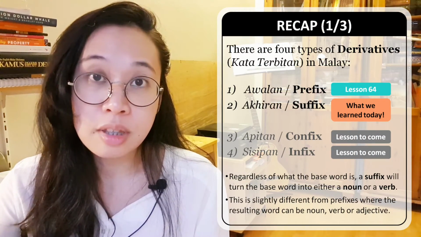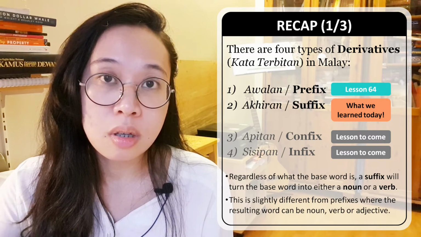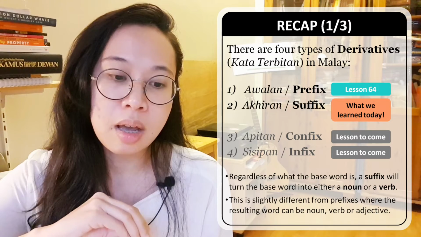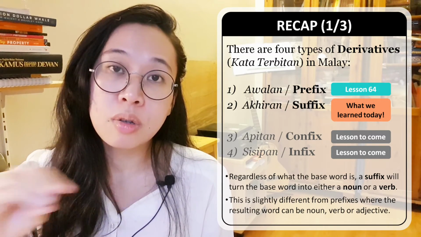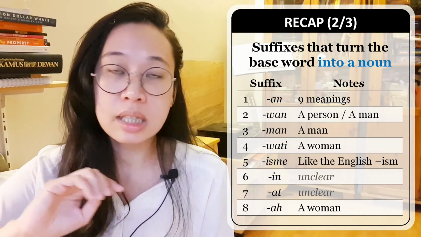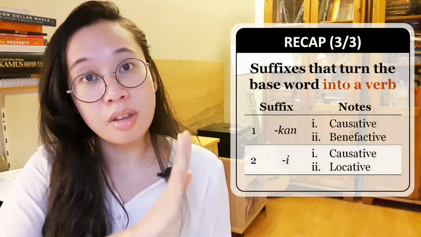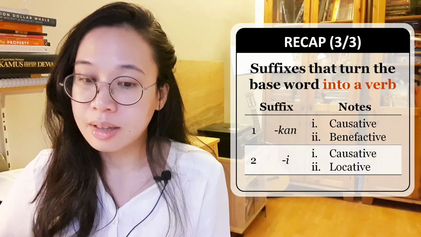So that's it. This is the longest video I've ever recorded. I hope that was useful. I'll just do a quick recap. For today's lesson, suffix, it is part 2 of the derivatives lesson, which is also known as Kata Terbitan. So suffix changes a word's meaning to become either a noun or a verb. When it changes it to a noun, these are the list of suffixes, and to change it into a verb, these are the list of words.